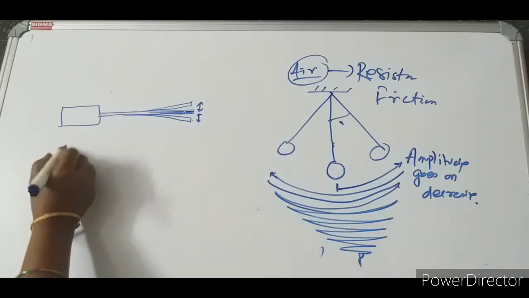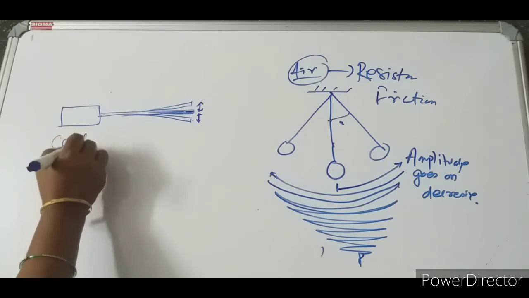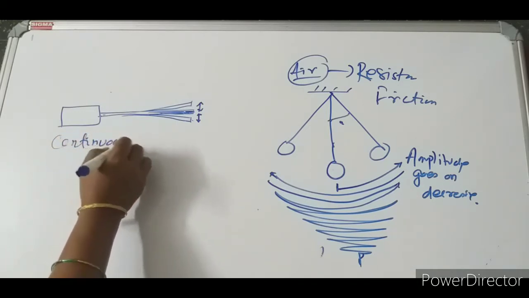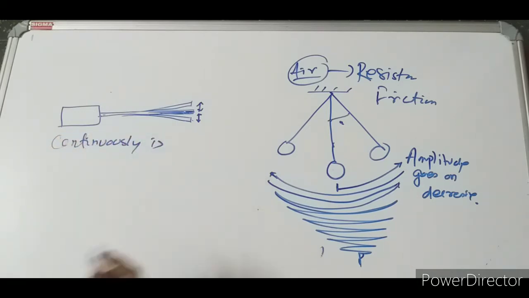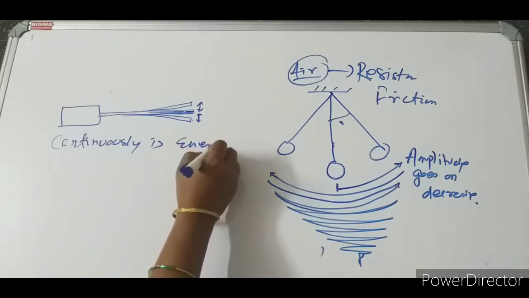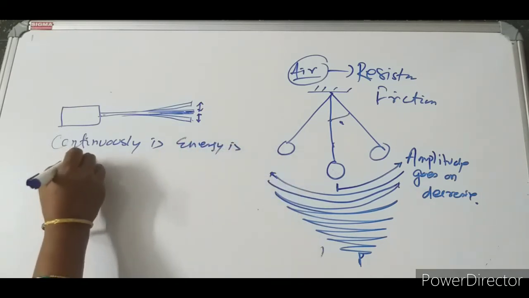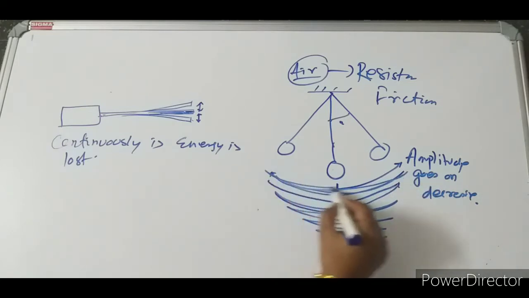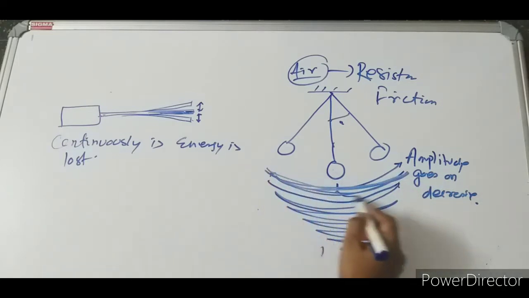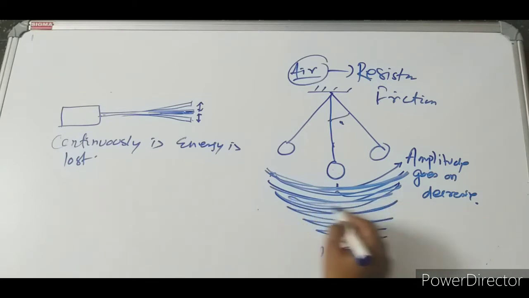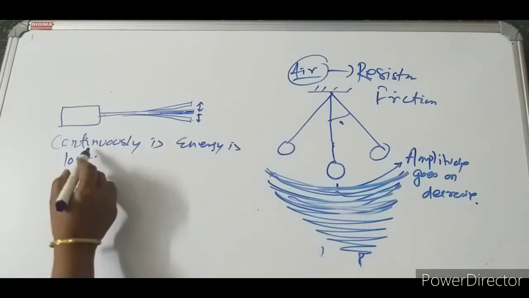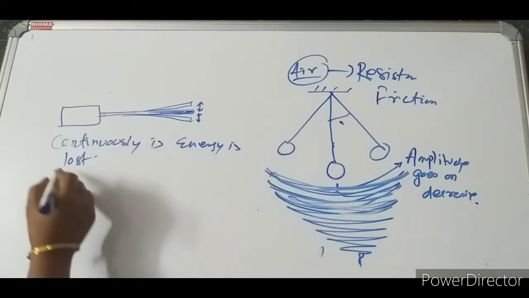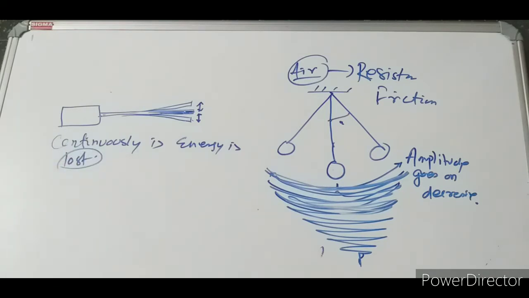So here, continuously energy is lost. First of all, it has more energy. That is why the amplitude was more. Gradually, the amplitude goes on decreasing, which means energy is continuously lost. So where does it go? Lost means this energy is lost.